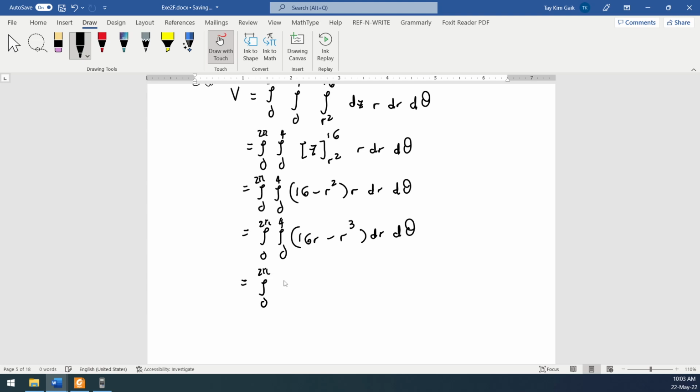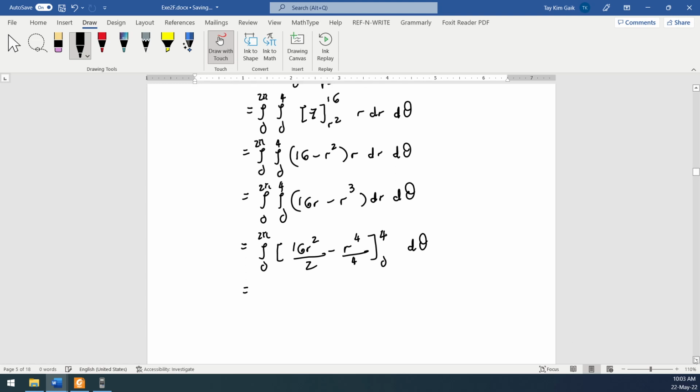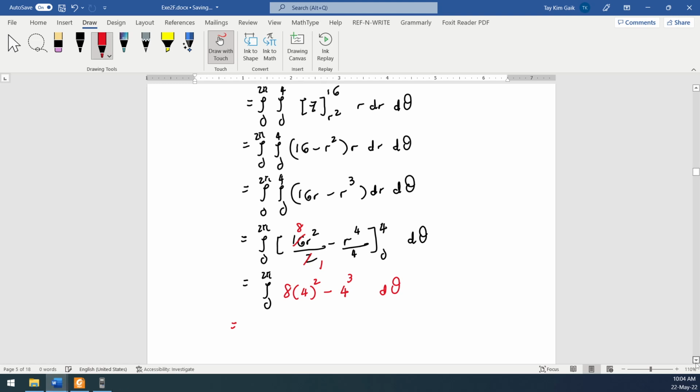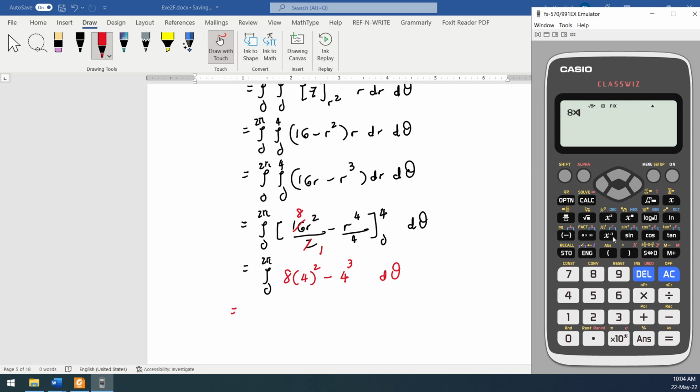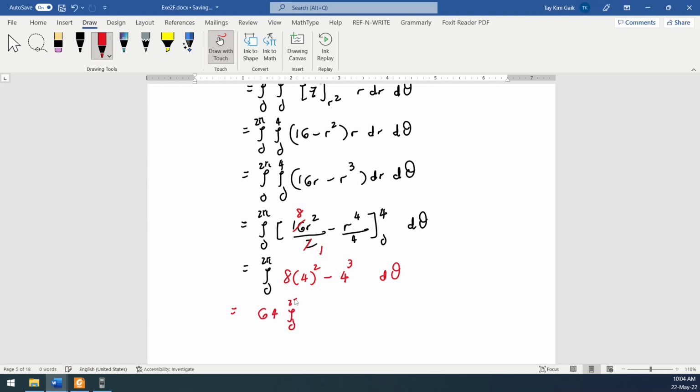So 0 to 2 pi, you have 16 r squared divided by 2 minus r to the power 4 divided by 4, from 0 to 4, d theta. Simplify first. Lastly, integrate with respect to theta. This one you simplify, this is 8, so 8 times 4 squared minus 4 to the power 4 divided by 4, so you get 4 to the power 3. Plug in 0, everything is 0. Lastly, d theta. This is 8 times 4 squared minus 4 cubed. The answer is 64, so you get 64 times the integral from 0 to 2 pi d theta.